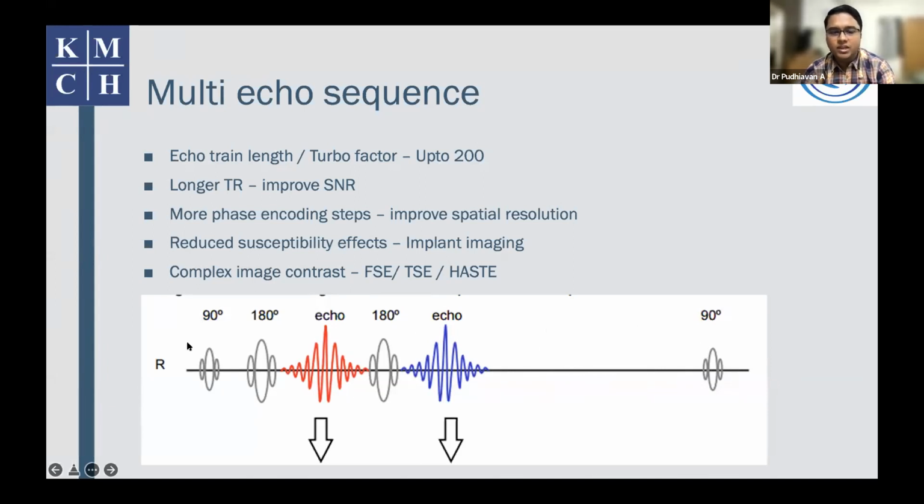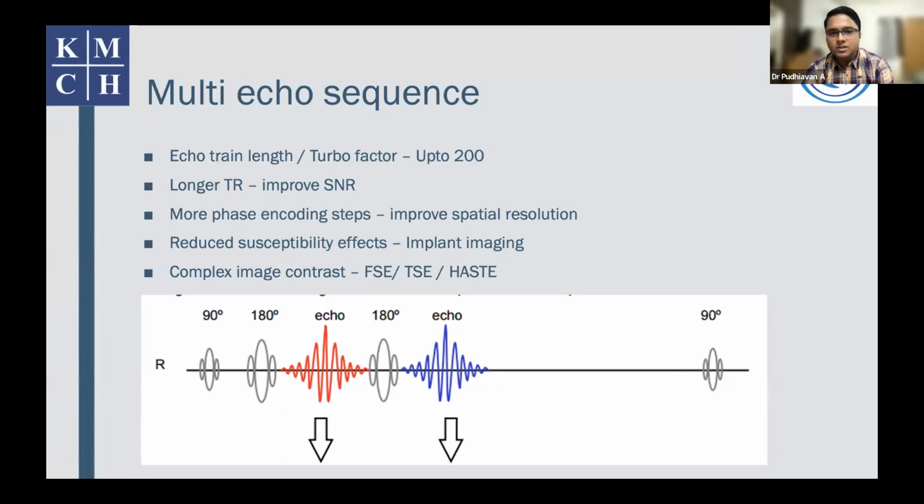So what we do here is that we obtain multiple image sets from a single TR time. This will help us in doing more phase encoding steps in a single TR time, and this will also improve the spatial resolution as well as the signal to noise ratio, because we are getting multiple echo signals from a single TR. This multi-echo sequence also reduces the susceptibility effects of magnetic field inhomogeneities.